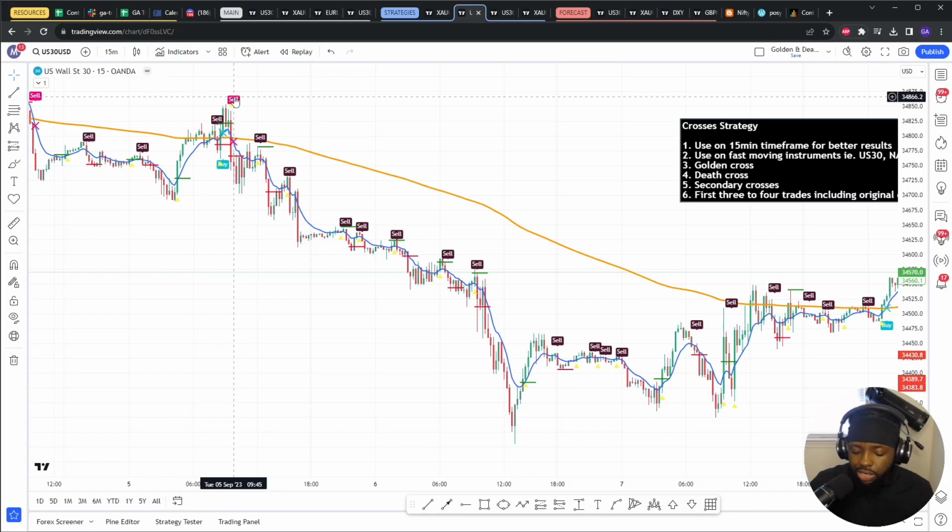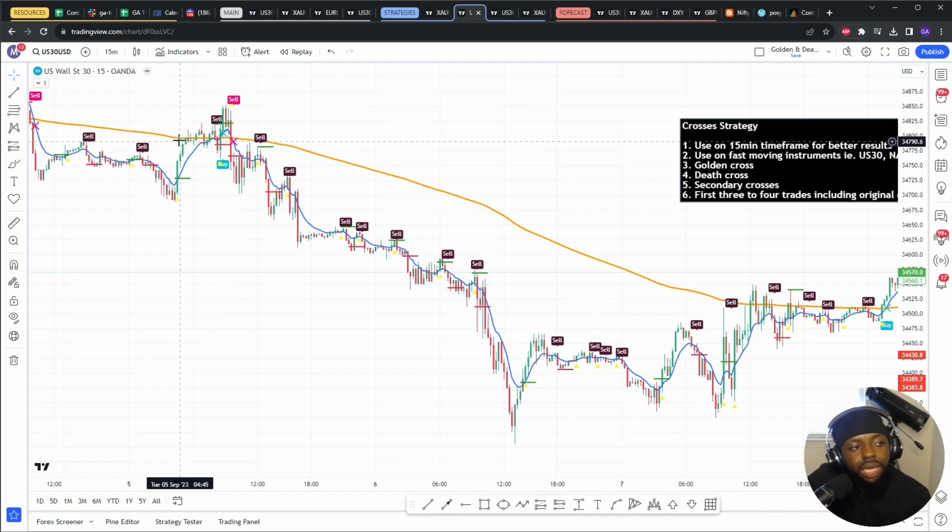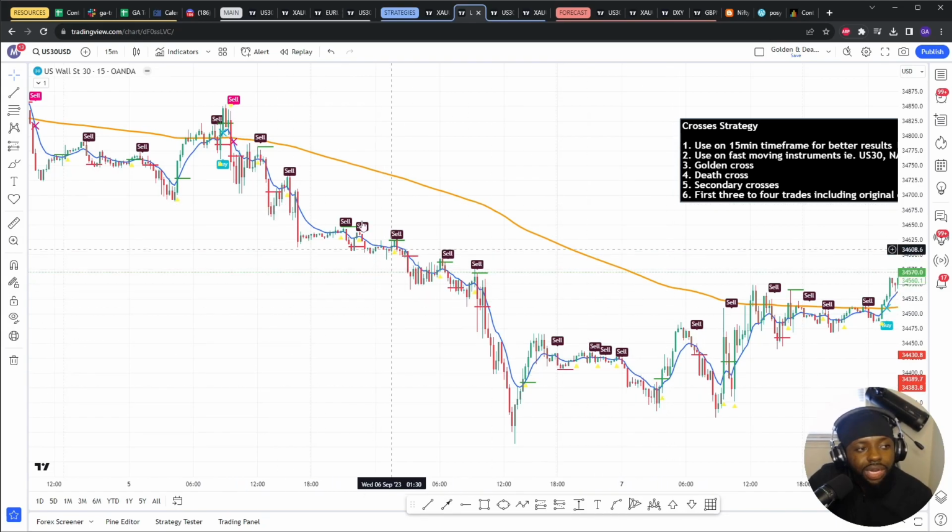So death cross is ideally when a fast moving EMA or moving average crosses a slow moving average to the downside. So for example, here, normally for us, we use the 9 EMA and the 200 EMA. So when the 9 EMA crossed the 200 to the downside here, you see we had this death cross right here. And you can see from then on, price has just been trending downside.